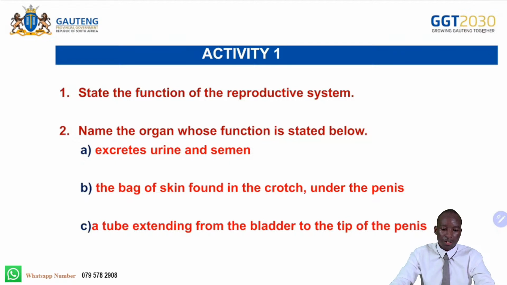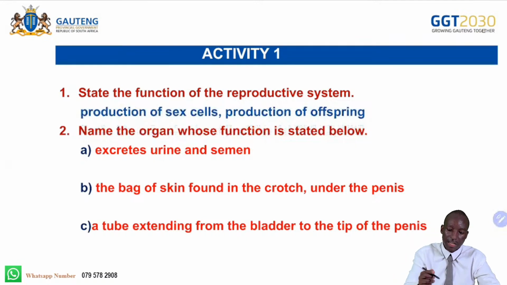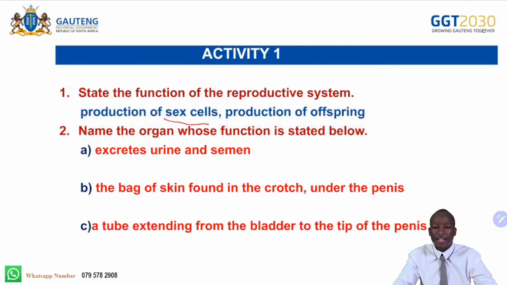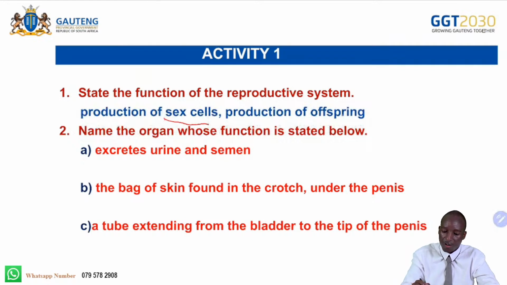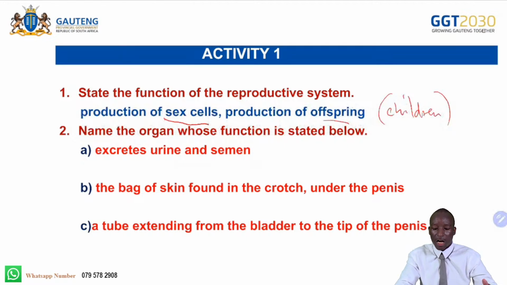Right, to the activity. Question number 1 says state the function of the reproductive system. The function of the reproductive system is to produce sex cells, as well as to produce offspring. Remember that offspring is another word for children. This is for the continuation of the species, so that new babies are born and life continues. That's the system responsible for this.